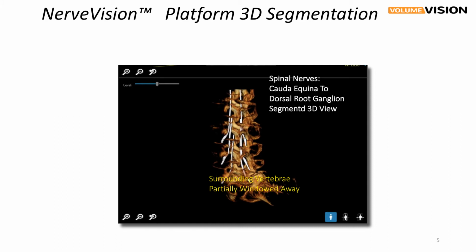This is a close-up view of what you saw on the bottom left, showing the spinal nerves with some of the bony anatomy made more transparent so you can see the entire course of the nerve as it runs from inside the spinal cord to outside the spinal column.